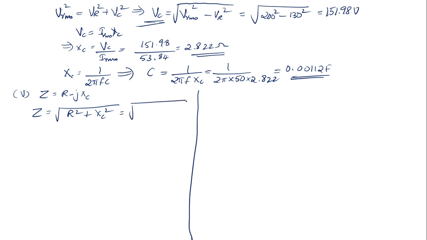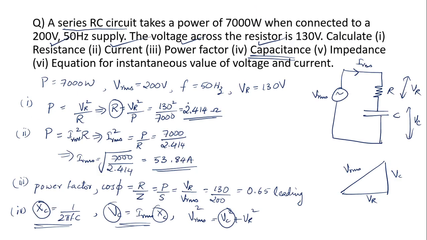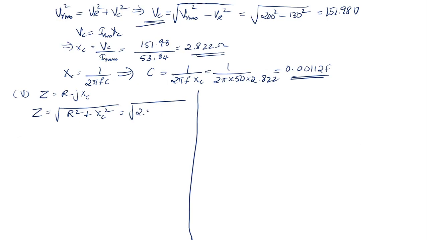You have already found out the value of resistance, that is 2.414 square, plus the value of reactance is 2.822 square. Please note, many students make the mistake of substituting the value of capacitance. You should not take the value of capacitance, you should take the value of the capacitive reactance. And on solving, you will get the value of Z as 3.713 ohms.